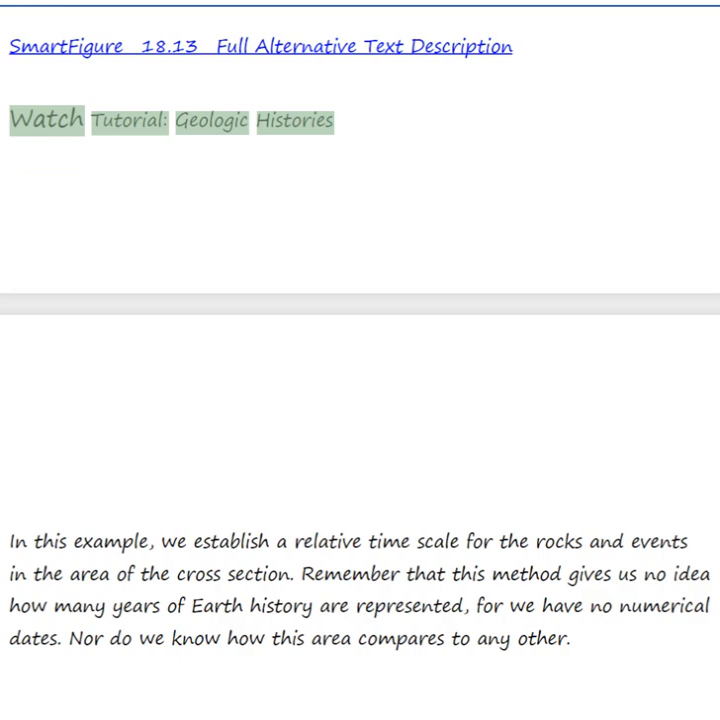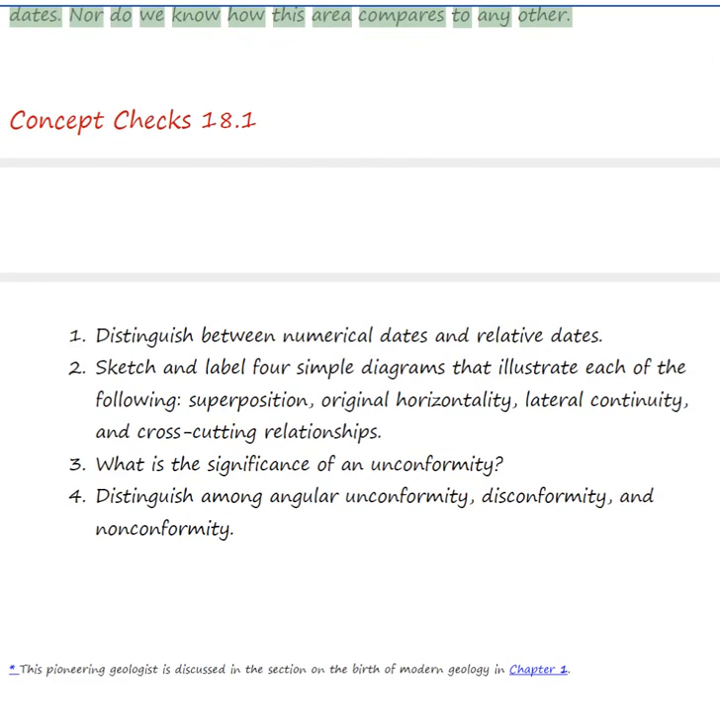Watch tutorial, Geologic Histories. In this example, we establish a relative time scale for the rocks and events in the area of the cross-section. Remember that this method gives us no idea how many years of Earth history are represented, for we have no numerical dates. Nor do we know how this area compares to any other.